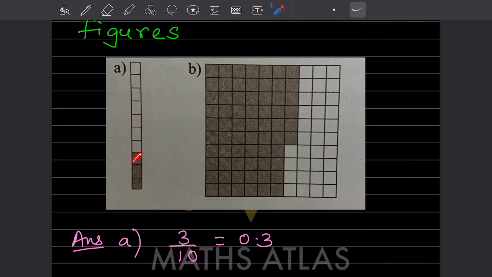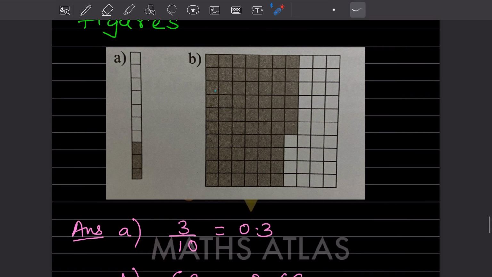Then out of that, how many are shaded? 1, 2, 3. Whatever the shaded part is, that will go in the numerator. So the total is the denominator, and the shaded one goes in the numerator. Since this is in decimals, as I told you, whenever there is a 1 in the denominator, you go backwards. You write the numerator 3 and go backwards by one place, that will be 0.3.